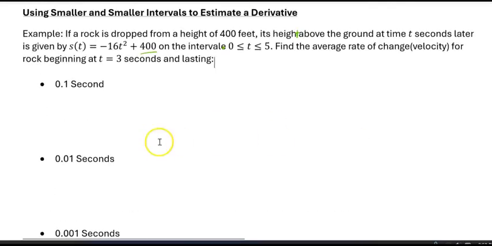So what we're going to do is take smaller and smaller intervals to think about what's really going on. If we're talking about t equals 3, I'm not going to build a table here, but I'm thinking about when t is 3 and also 0.1 seconds later, so it would be at 3.1. At 3, all we have to do to figure out where the rock is, is plug 3 into the function. So that's s of 3.